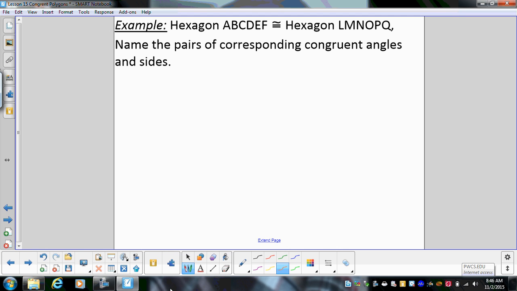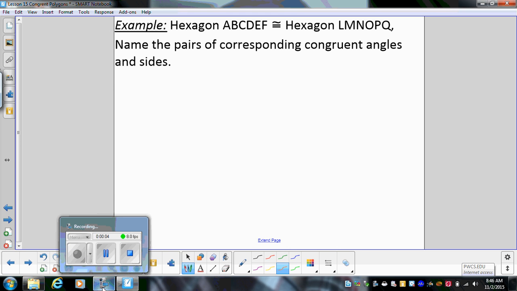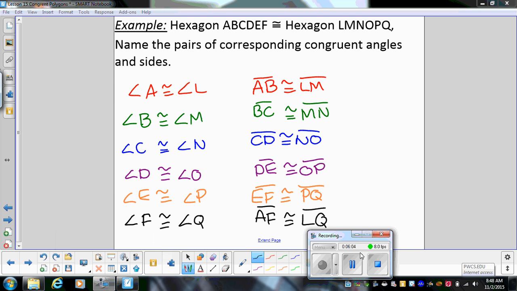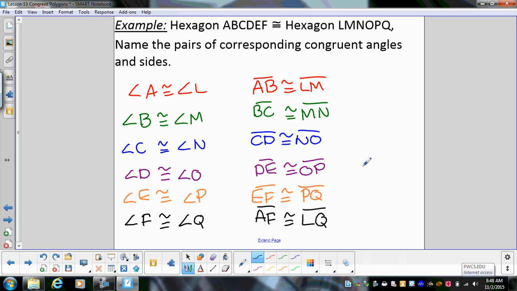So go ahead and pause here, and I want you to write down the names of the corresponding angles and the names of the corresponding sides in these two congruent hexagons. We have 6 angles and 6 sides in these two hexagons, so you should have the 6 angle pairs congruent and the 6 side pairs congruent, and that's all based on the location of the letters in the name. A comes first in ABCDEF, L comes first in LMNOPQ, so A and L are congruent. Same thing for segment AB and segment LM, those two sides are congruent, and so on and so forth. So check your answers there.